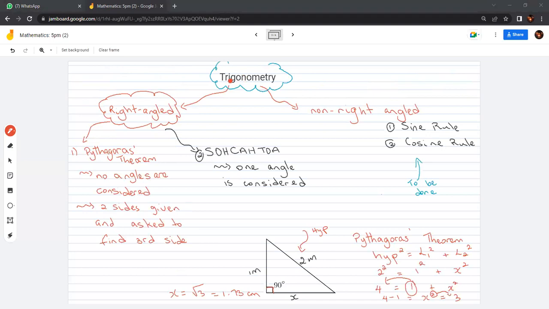it could either be a right angle or a non-right angle triangle. If it is a right angle, we have two options. The first one is Pythagoras' theorem, where they give you only sides. So they give you two sides and ask you to find the third or the missing side. While SOHCAHTOA is where one angle is considered. So it's either they give you that angle or they ask you to find the sides of a missing angle.